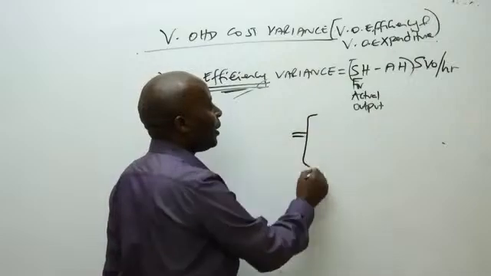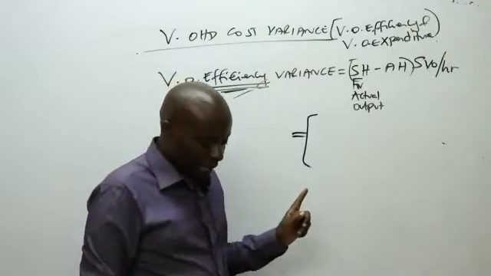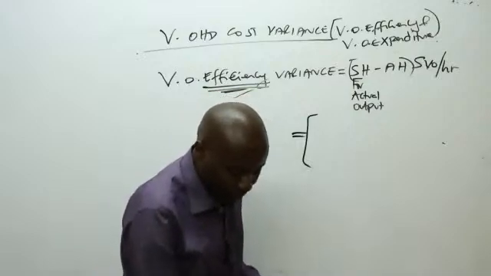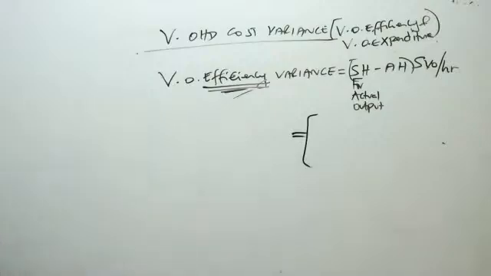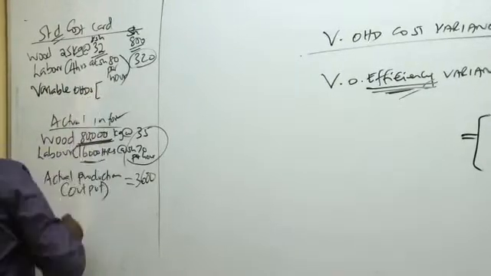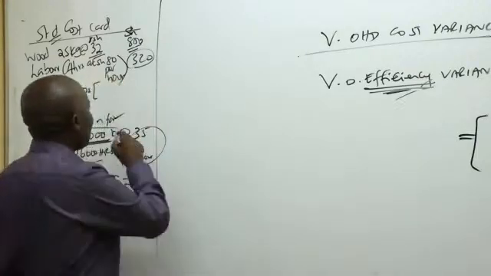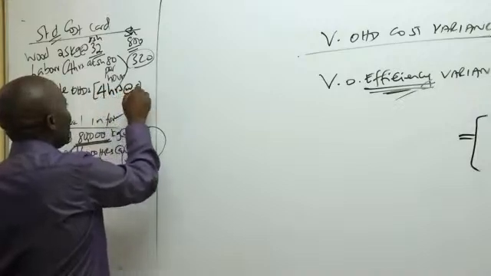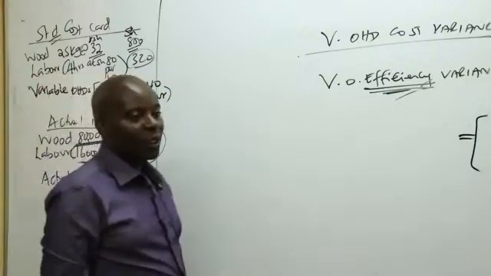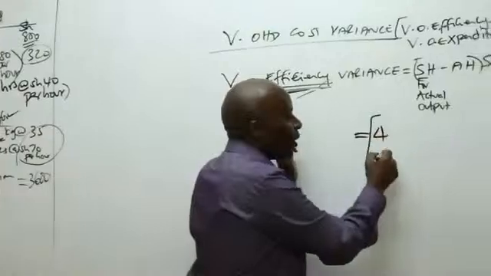What we have, ladies and gentlemen, here, we are talking of standard hours for actual output. And remember, we are looking at variable overheads. When you go to the standard cost card, you'll be able to see variable overheads. Into brackets, we have 4 hours, each at shillings 40 per hour. So in terms of variable overheads, my standard hours, just like the labor hours, were 4.